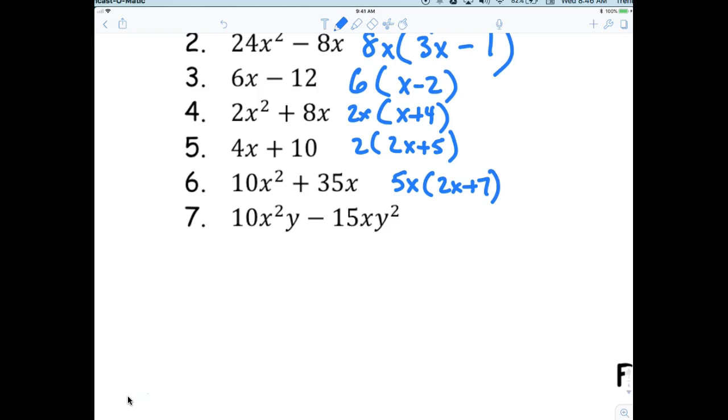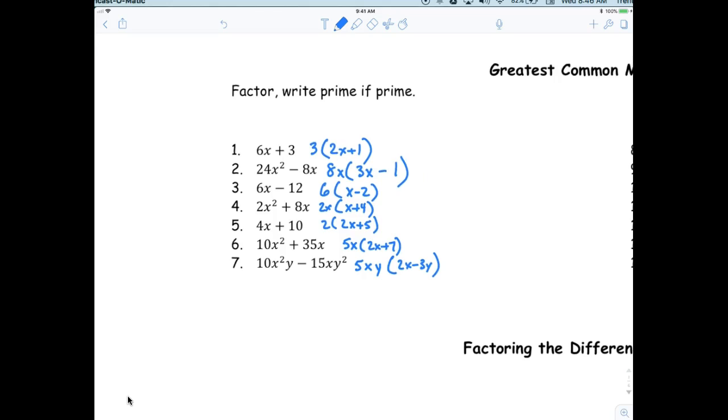All right, number 7. What's common? 5xy. All right, here we go. Now this is a little bit trickier. 5xy. Divide numbers, subtract exponents. So we're left with 2x minus 3y. All right, so if you're in pretty good shape on 1 through 7, that means you understand how to factor out a GCF. That should always be step number 1.